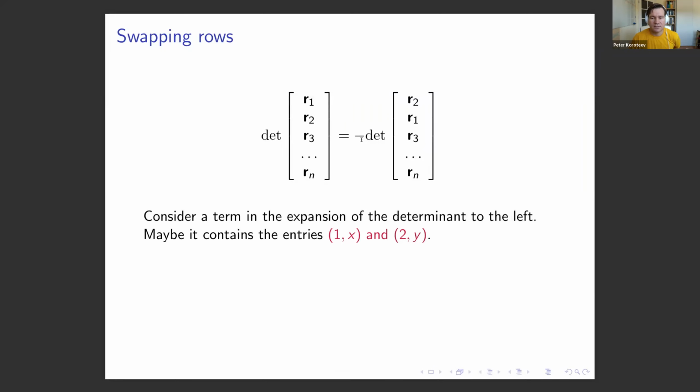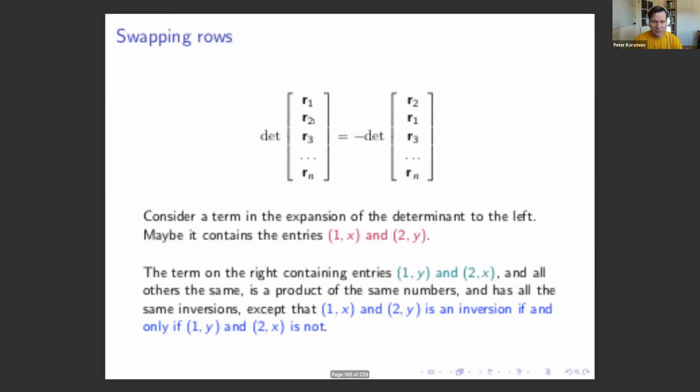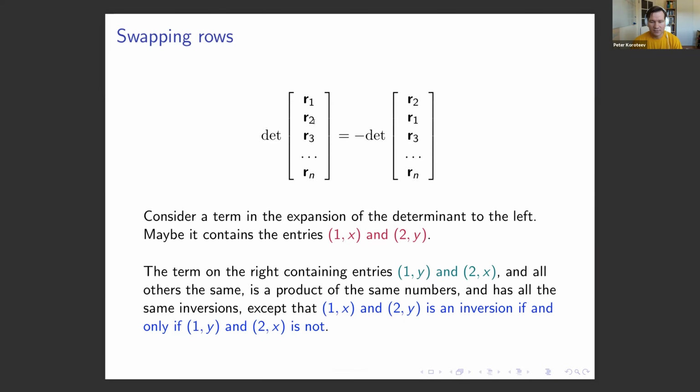And the reason for this is similar to what we just discussed. If you consider a term in the expansion of the determinant for the matrix on the left, say it contains entries 1x and 2y, where x and y are the numbers of the entries in the first row and second row respectively, then the term on the right contains entries 1y and 2x at the same time. It's a product of the same numbers and all the same inversions, except that 1x and 2y is an inversion if and only if 1y and 2x is not, right? So there's an extra sign that comes in this way.